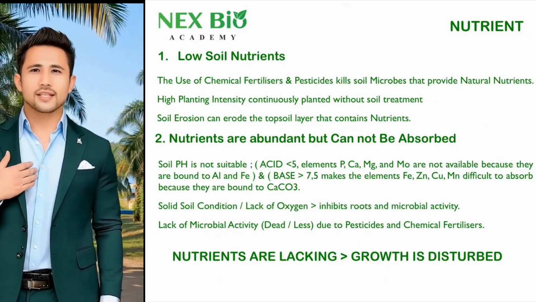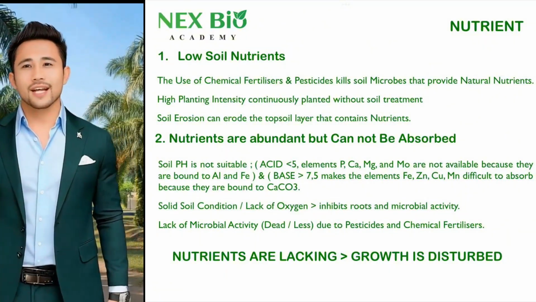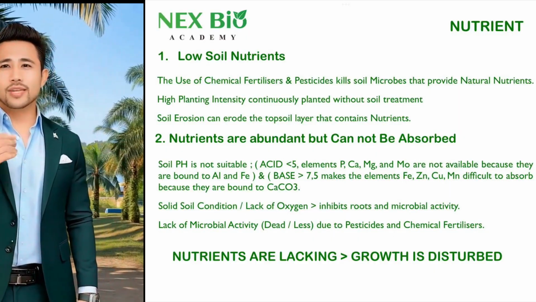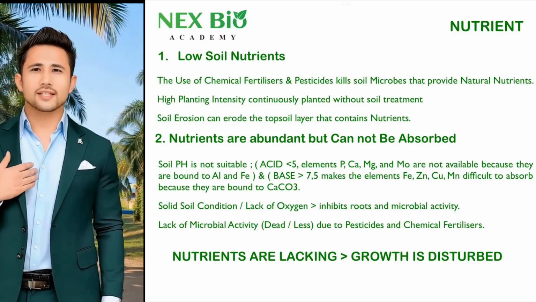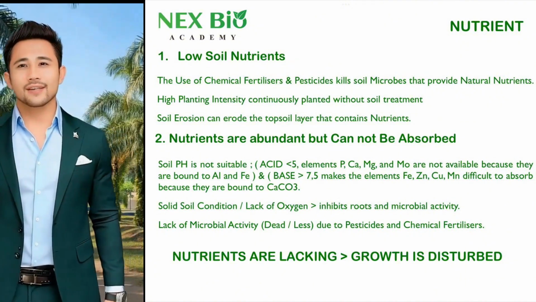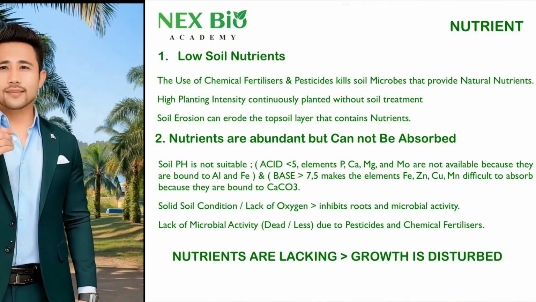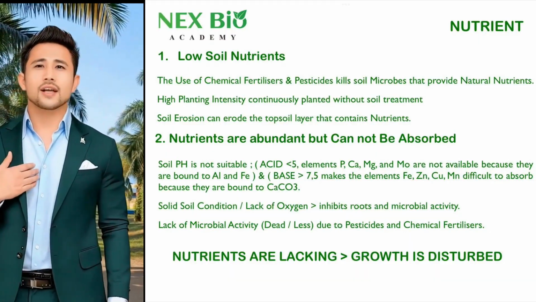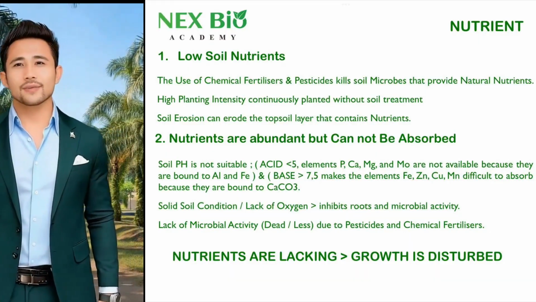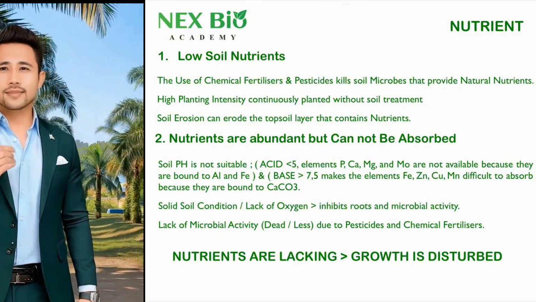First, we talk about low soil nutrients. Why do soil nutrients become low? There are 3 factors. The first factor is the use of chemical fertilizer and pesticide, which kill soil microbes that provide the natural nutrients. The second factor is high planting intensity, continuously planted without soil treatment. The third factor is soil erosion, which can erode the topsoil layer that contains the nutrients.